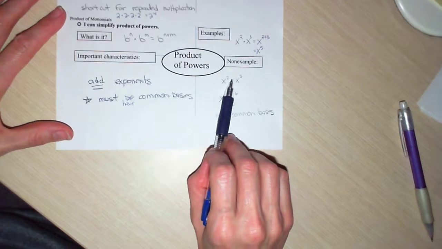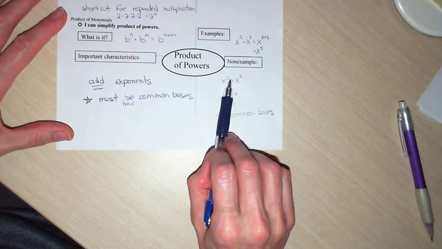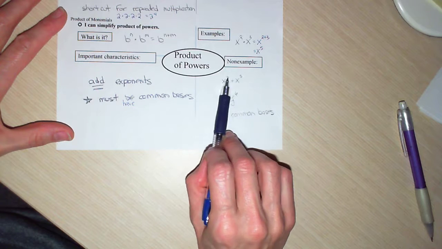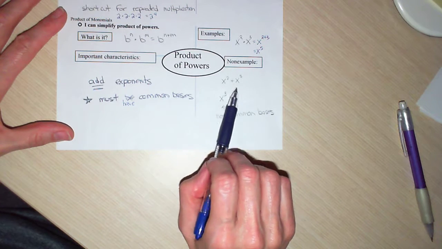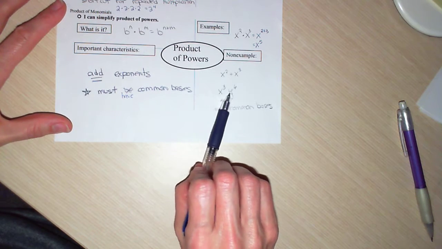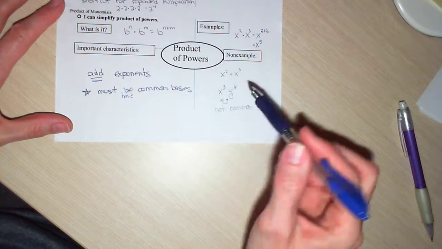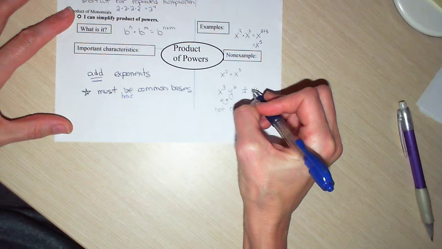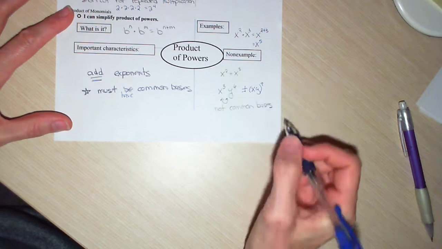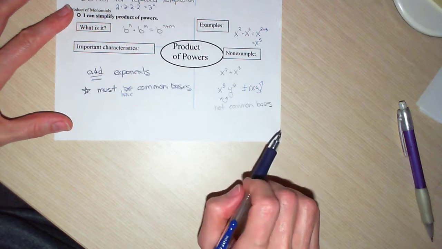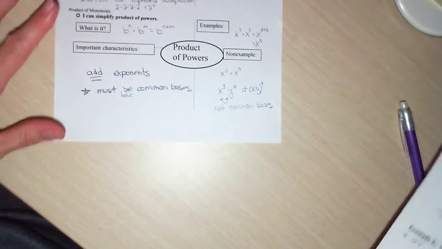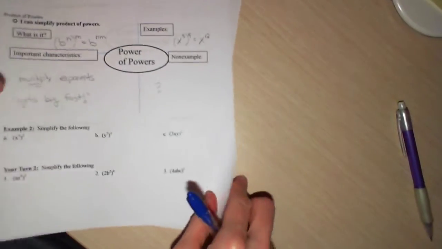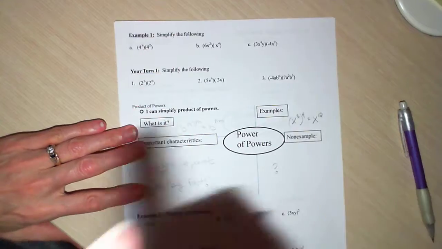Non-examples would be this. If I'm adding bases with exponents, I don't use this rule, okay? And here, I would not use this rule. I would not call this x, y, I don't know, what would you do to the 9th? That is not true because the bases are not common. Okay, now we're going to look at some examples on the next page of your notes.